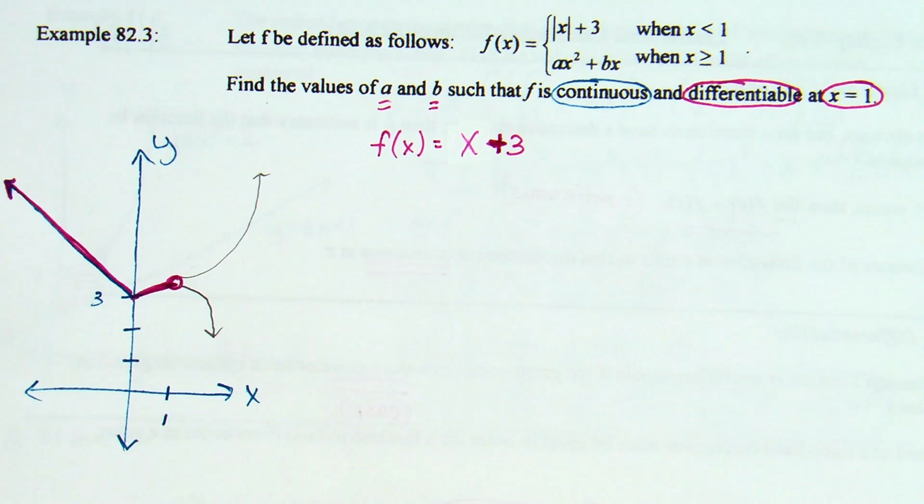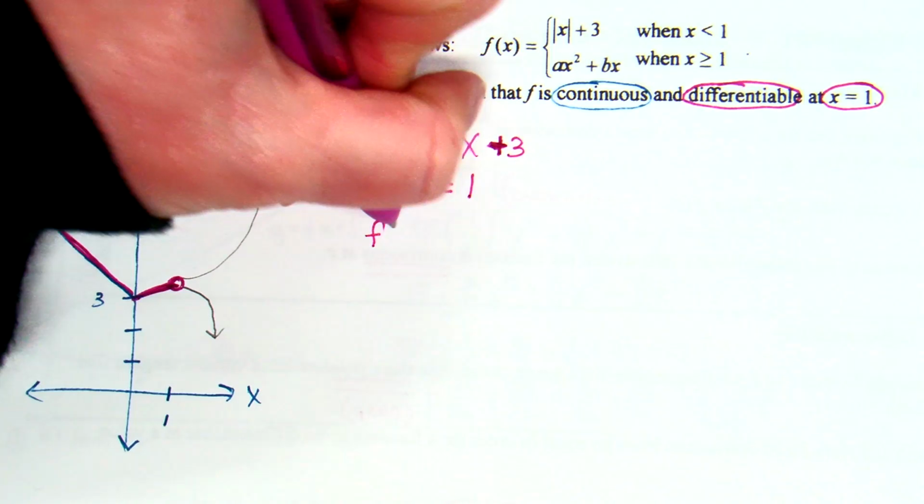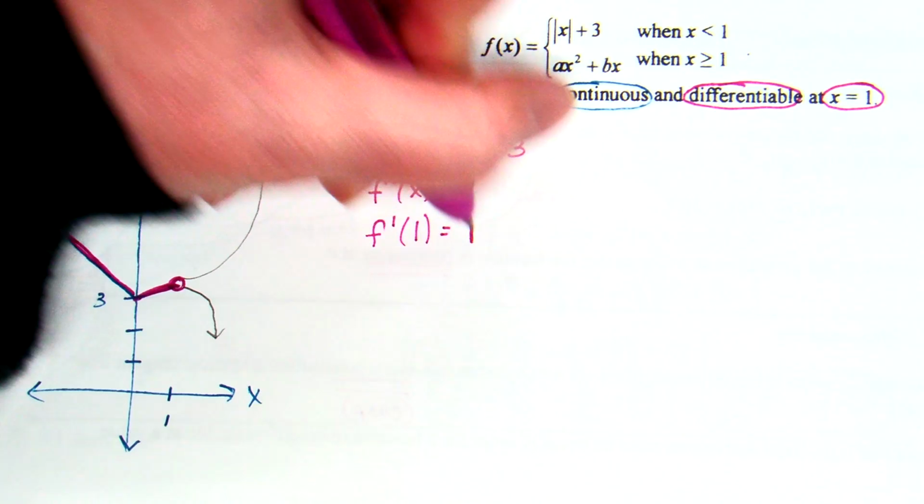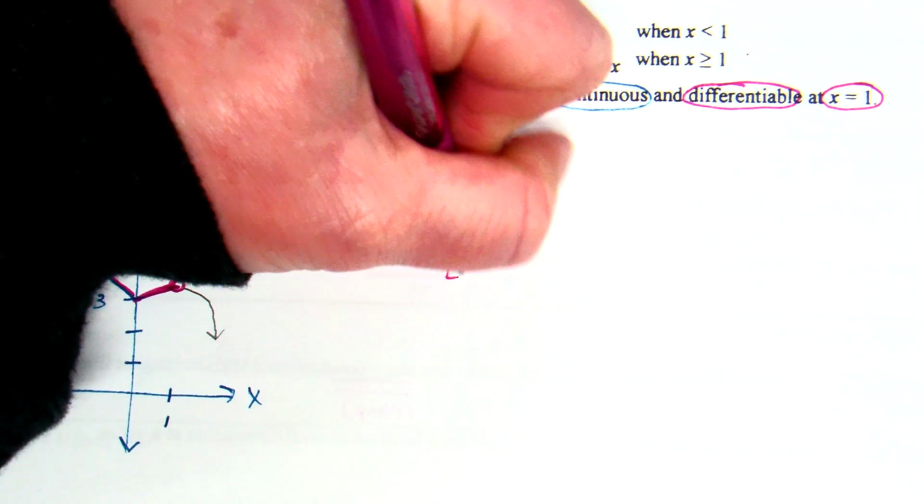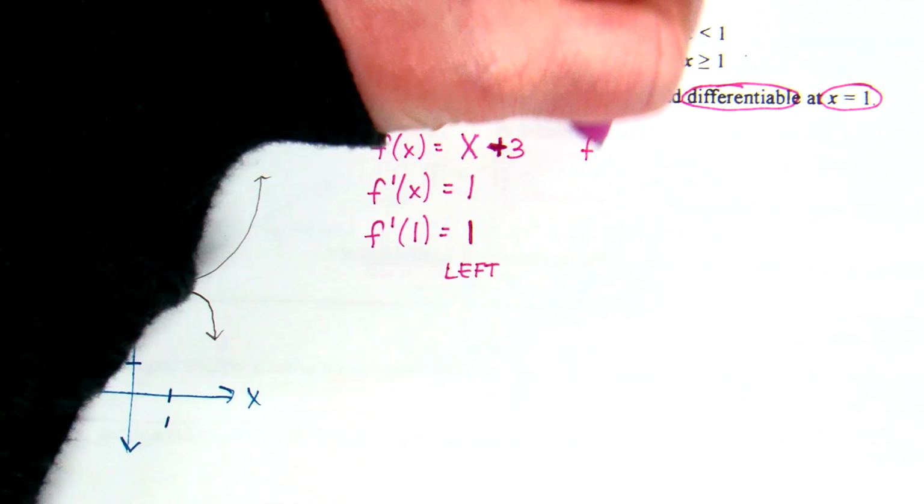So what is the derivative of x plus 3? 1. What is the derivative evaluated at 1? And it's still 1, right? And this is our left. Now, what is our equation on the right side of 1?